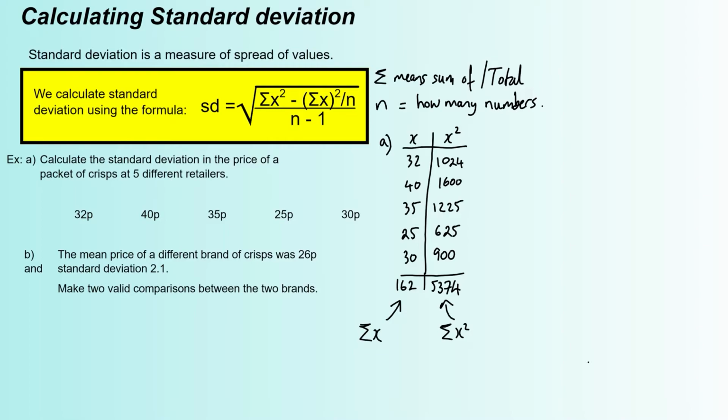That part's a little easier than using the other formula, but this part is a little trickier when you come to use the formula. Standard deviation is the square root of the sum of the x squareds minus the sum of the x's squared over n, all over n minus 1. There's a bit more work in the substitution. The sum of the x squareds is 5374, minus the sum of the x's in brackets, 162, squared, all over n.